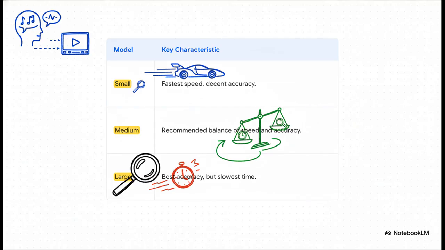First up, you get to choose your AI model. Now, the choice here is all about speed versus accuracy. Small is going to be the fastest, but the accuracy is just okay. Large is incredibly accurate, but man, it can take a long time. For almost everyone, medium is the perfect sweet spot. It's what the source material recommends, and it gives you a great balance of speed and quality.